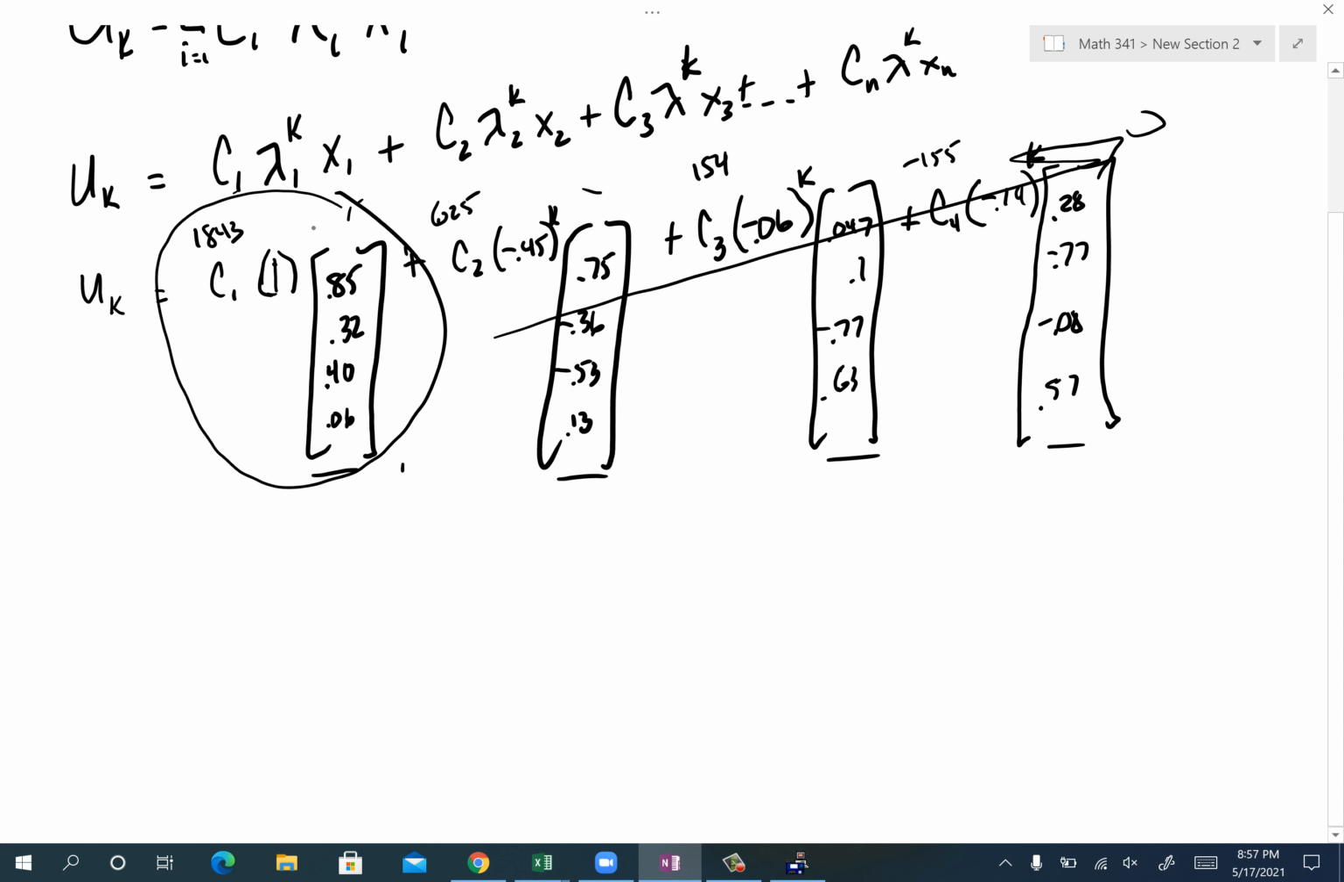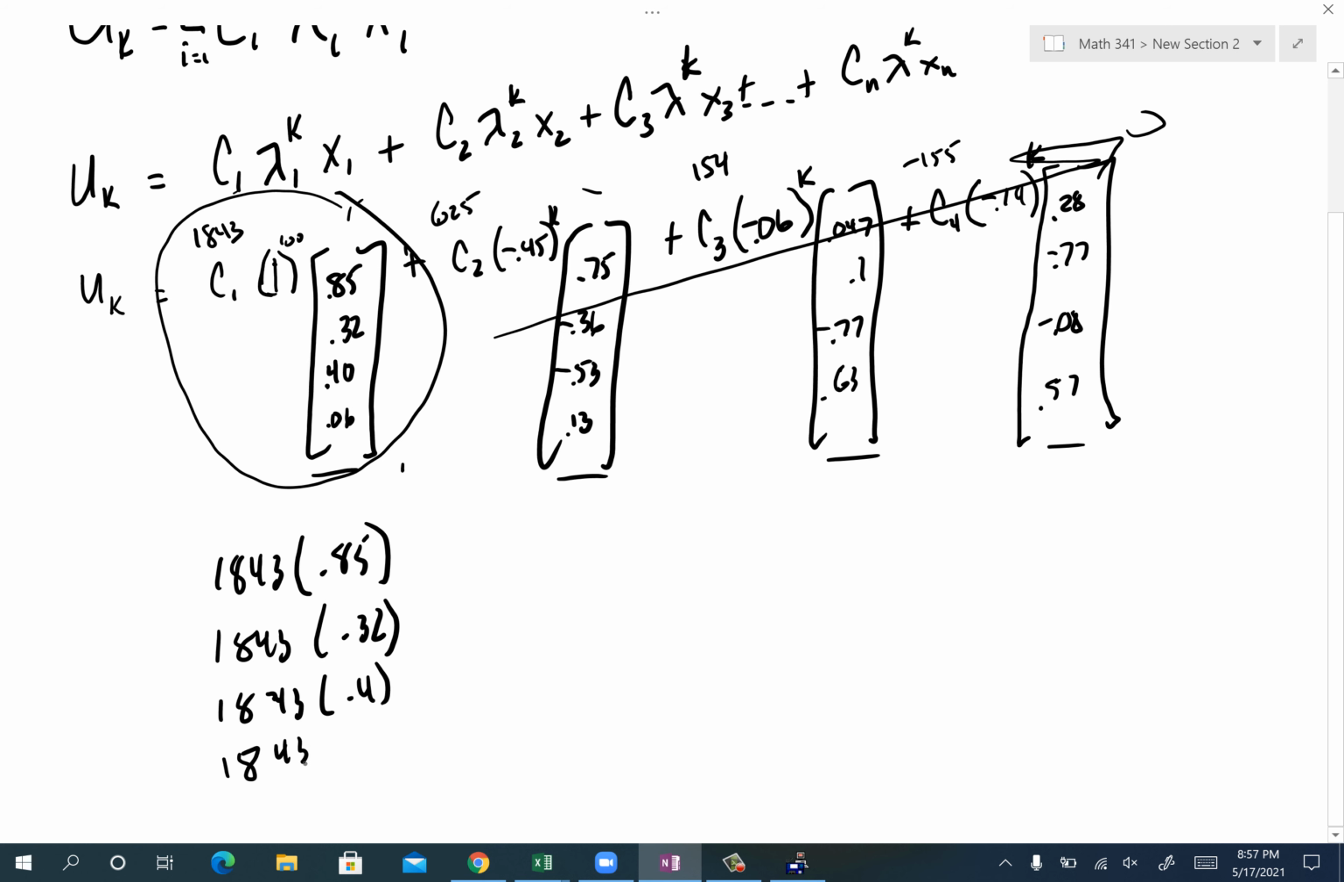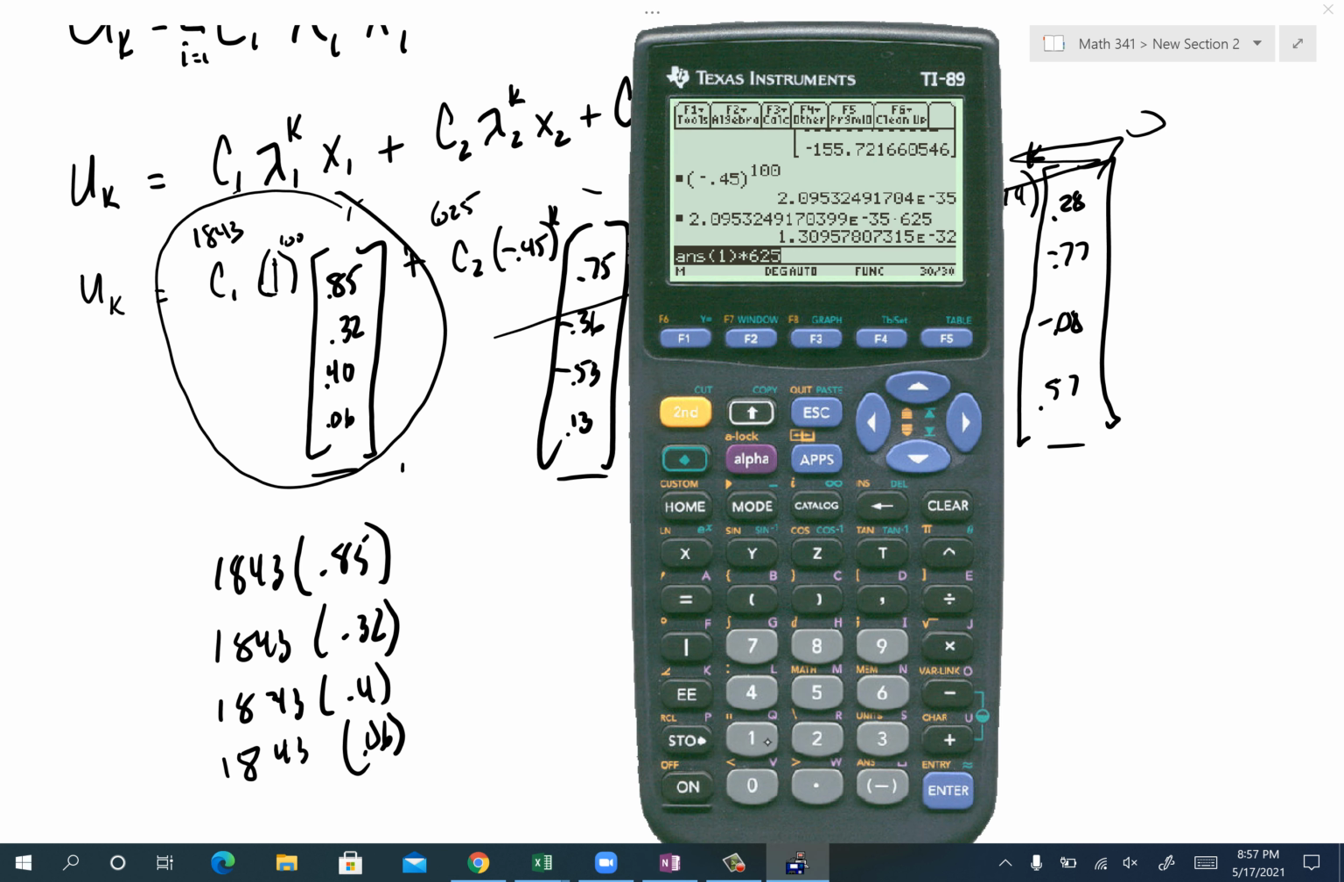And so, in fact, when you look at this, you're like, oh, wait, so even if it was to the 100th power, it's not going to make any difference. So if I do this, it's going to be 1843 times 0.85. And that's for Walla Walla. And then 1843 times 0.32. And 1843 times 0.4. And 1843 times 0.06. Let's see what the calculator thinks about that.